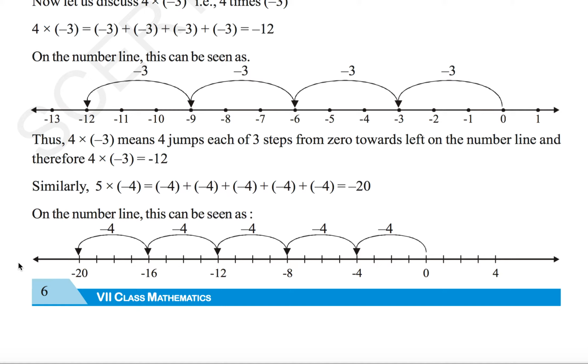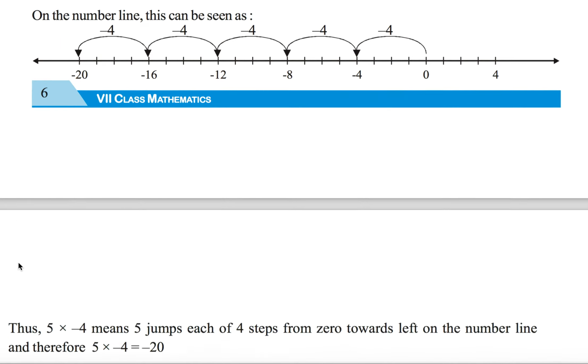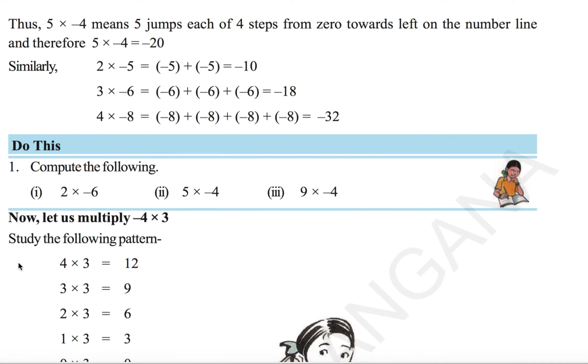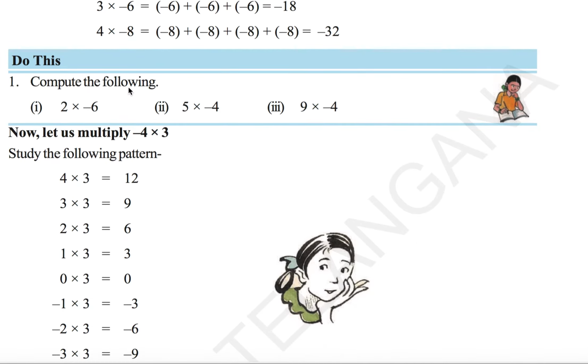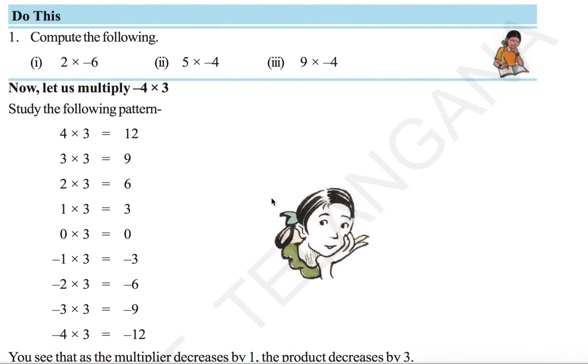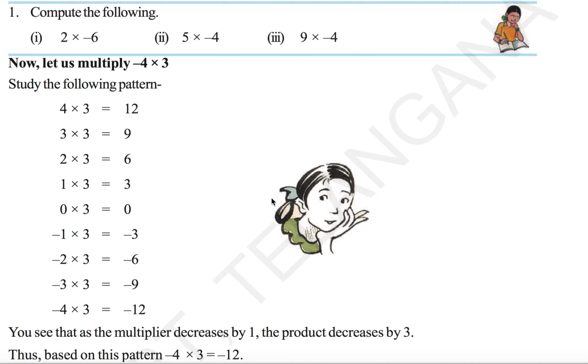Similarly, 5 into minus 4 is minus 20. On the number line, this can be seen as 5 jumps of minus 4 towards the left from the 0. So 2 into minus 5 is minus 10, 3 into minus 6 is minus 18, 4 into minus 8 is minus 32. Compute the following. 2 into minus 6 is minus 12, 5 into minus 4 is minus 20, 9 into minus 4 is minus 36.